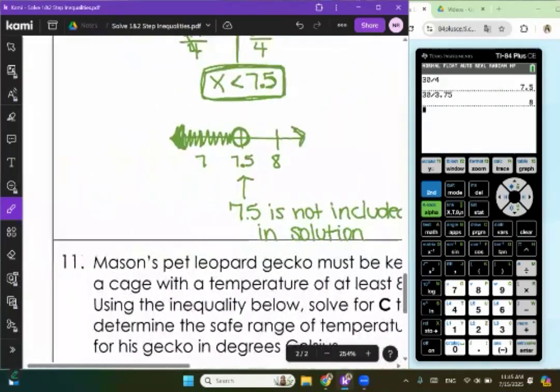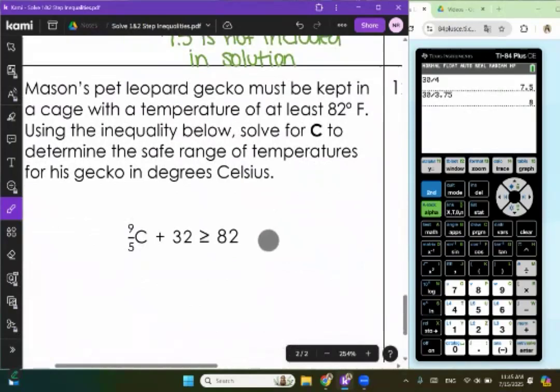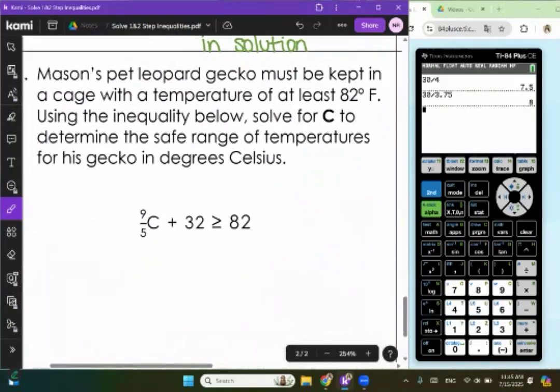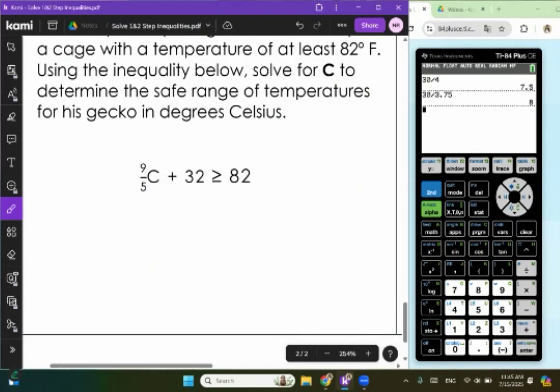2 more. Mason's pet leopard gecko, I've never heard of that, must be kept in a cage with a temperature of at least 82 degrees. Using the inequality below, solve for C to determine the safe range of temperatures for his gecko in degrees Celsius. Okay, well, we know Fahrenheit, but to convert from Fahrenheit to Celsius, this is the formula. So first thing we need to do, subtract 32. 9/5C. 82 minus 32 is 50.